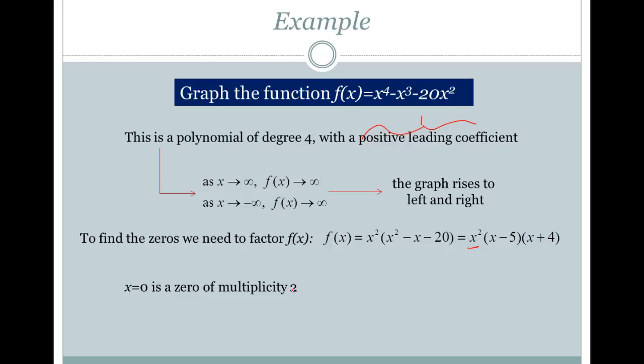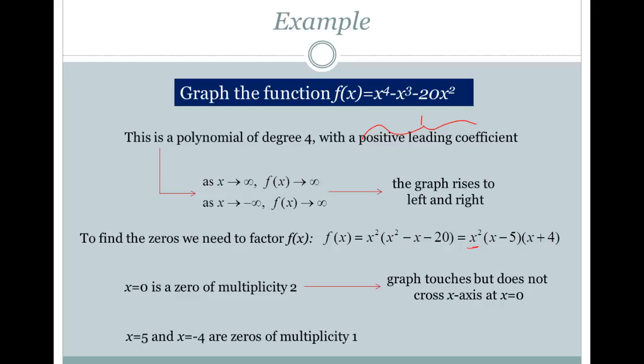Again, let's go back to what we just learned about zeros. That means that the graph is just going to touch at x equals 0, but not cross the axis. The graph touches, but does not cross at x equals 0. I have 2 other zeros here, x equals 5 and x equals negative 4. That's when these two factors are equal to 0. They're both of multiplicity 1, and because they're of multiplicity 1, they're going to actually cross the x-axis.